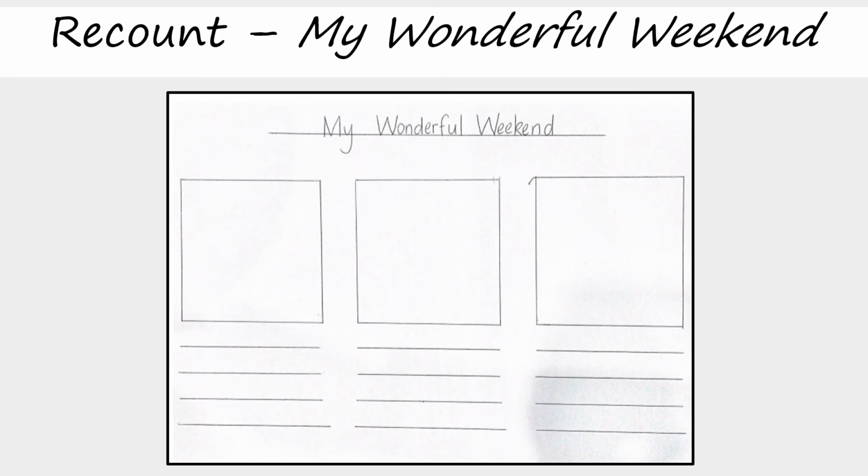I drew 3 boxes in a row and I used a ruler to rule up some lines underneath my boxes, and that's for me to write my sentences. But if you don't have a ruler at home, you can just try your best to do 3 boxes and lines underneath your boxes, or just write your sentences straight onto your paper.